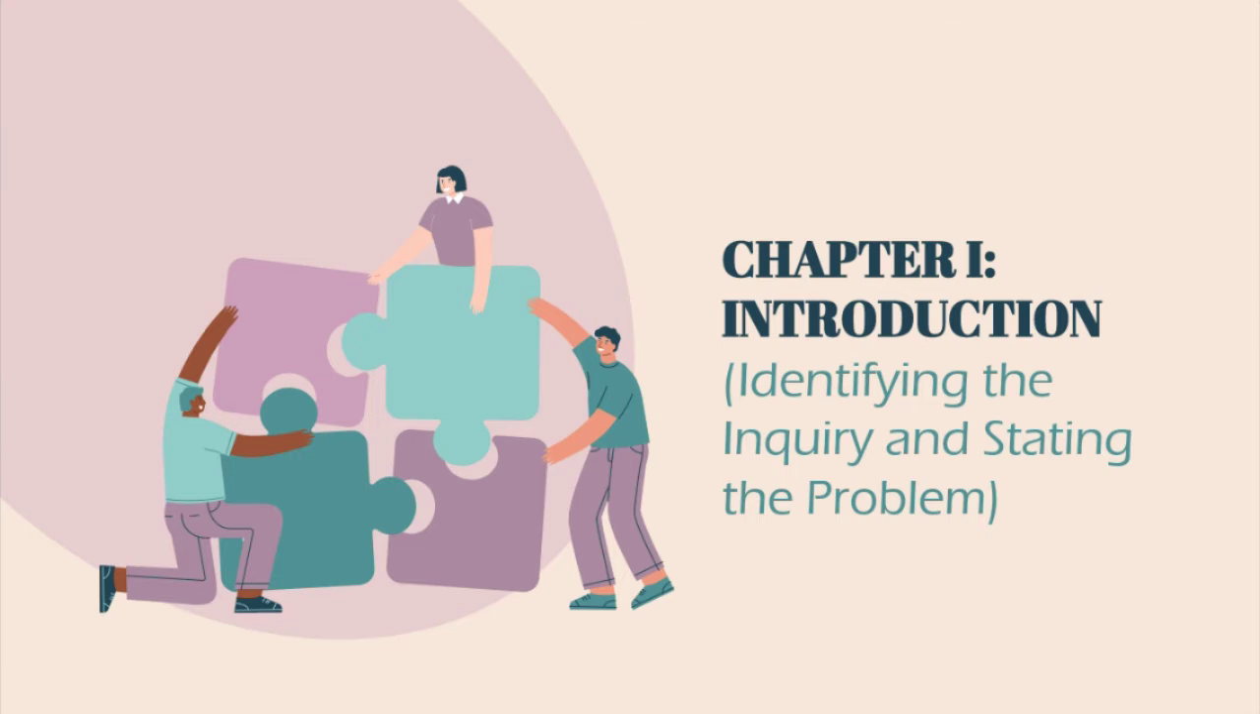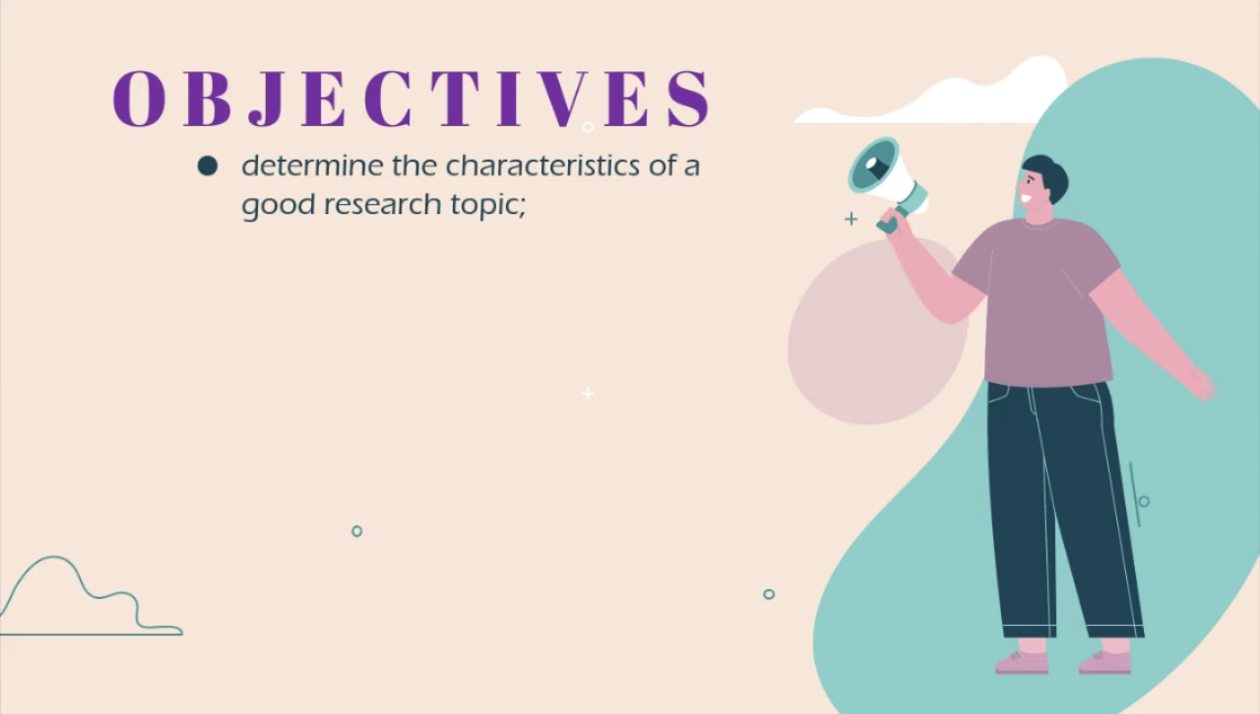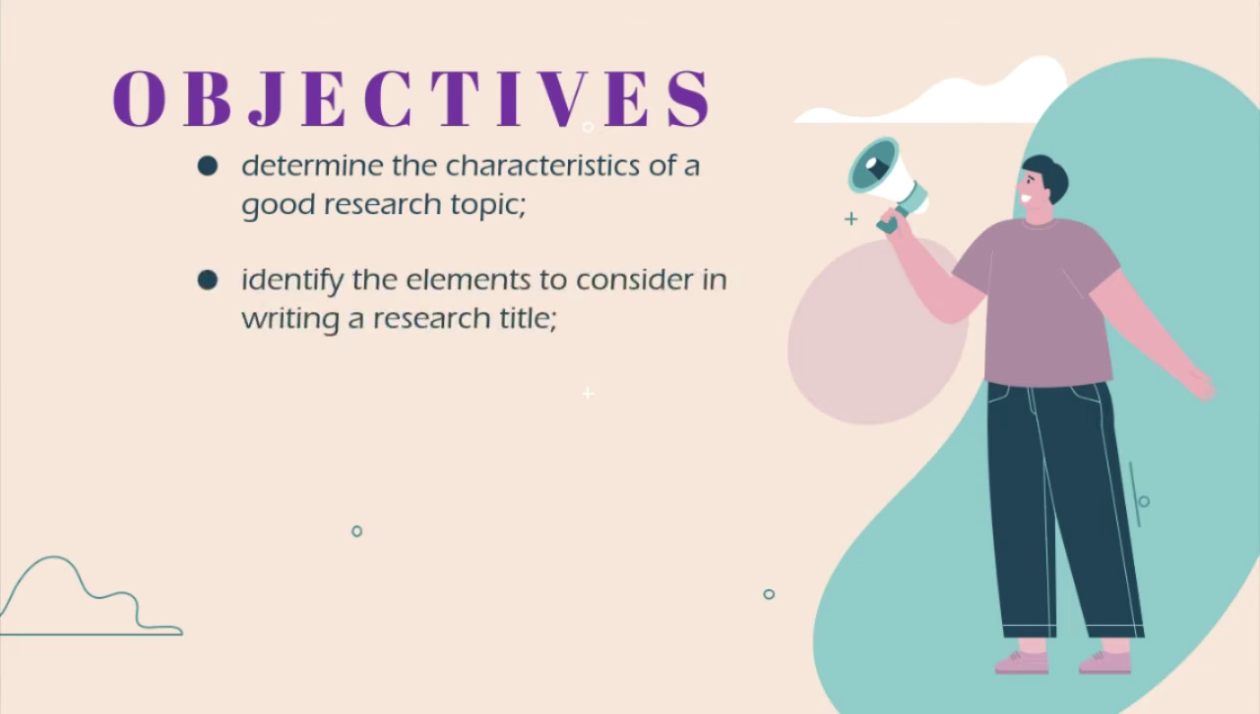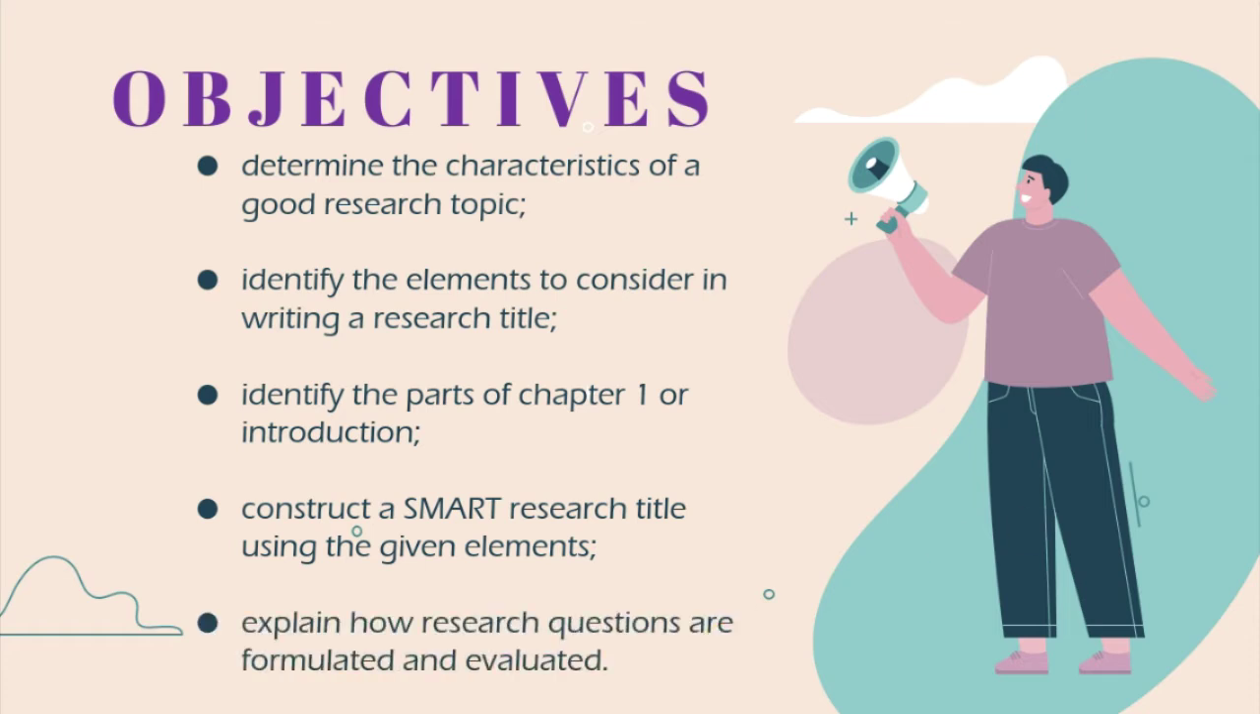Today, we are going to discuss Chapter 1, Introduction: Identifying the Inquiry and Stating the Problem. At the end of the lesson, you are expected to attain the following objectives. Determine the characteristics of a good research topic. Identify the elements to consider when writing a research title. Identify the parts of Chapter 1 or Introduction. Construct a SMART research title using the given elements. And lastly, explain how research questions are formulated and evaluated.